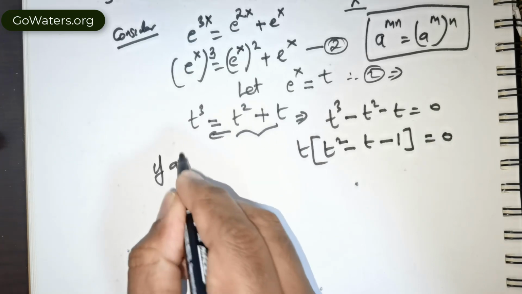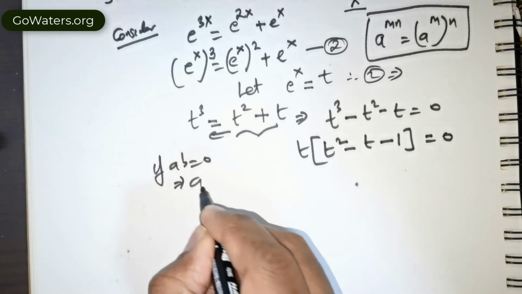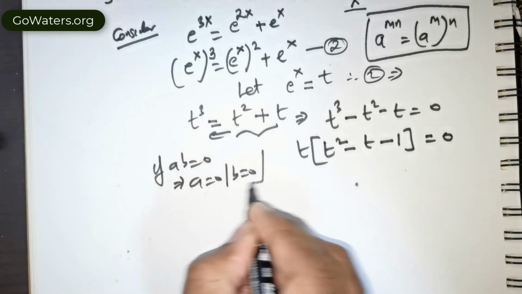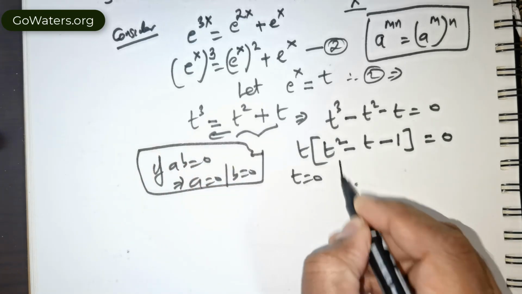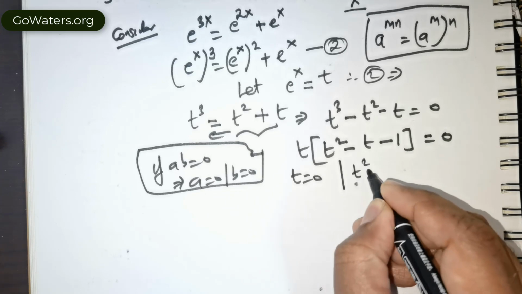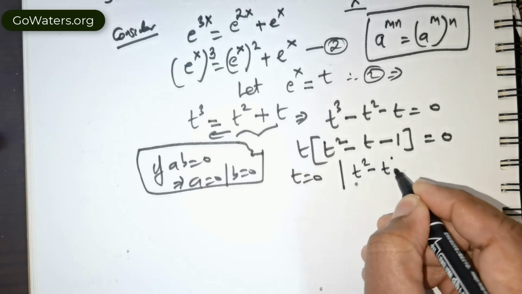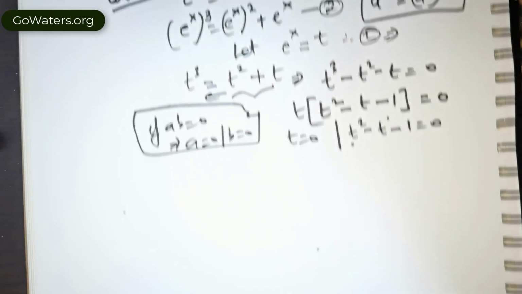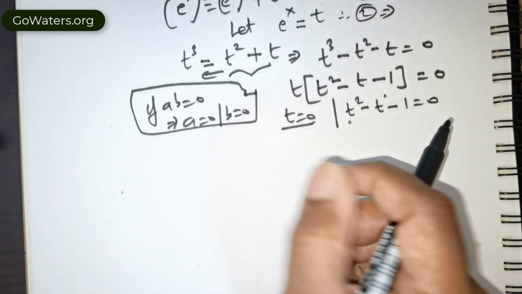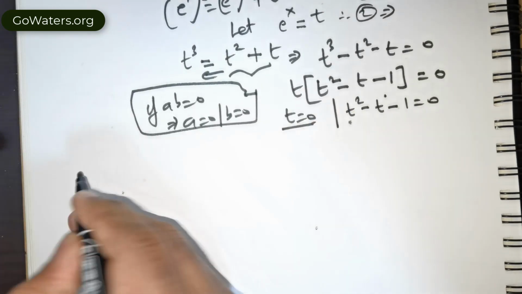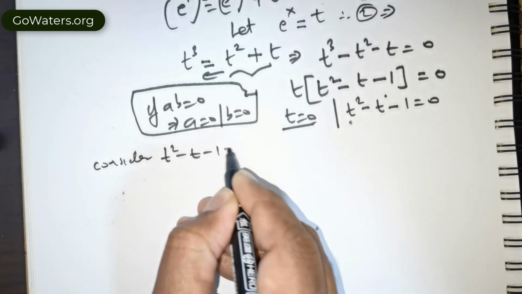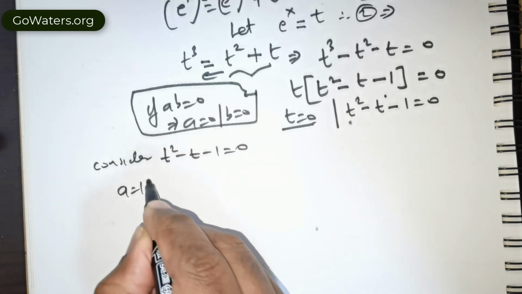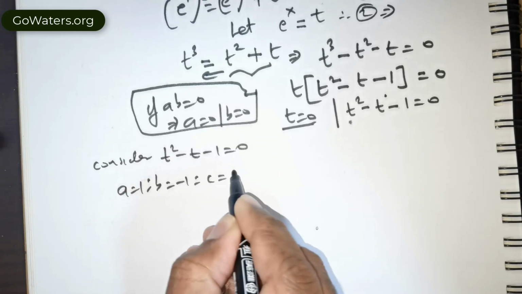Now from algebra, if ab is equal to 0, then either a is equal to 0 or b is equal to 0. We know this. So this would mean t is equal to 0 is one solution, or t squared minus t minus 1 is equal to 0. Now let me consider t squared minus t minus 1 is equal to 0. So from here a is equal to 1, b is equal to negative 1, c is equal to negative 1.